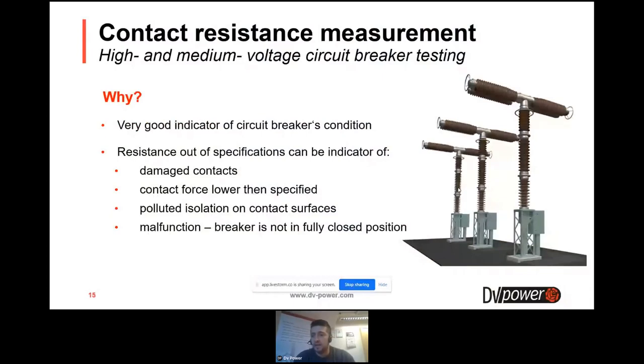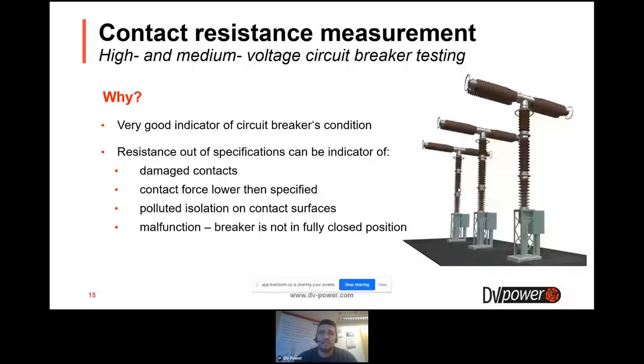So why do we test? I already said in the introduction of the presentation that circuit breakers need to have a very low resistance. And why is that? Because 99.9% of the working life of a circuit breaker is in the closed position. So it's just conducting the current, and of course we do not want to have increased resistance of the contacts.